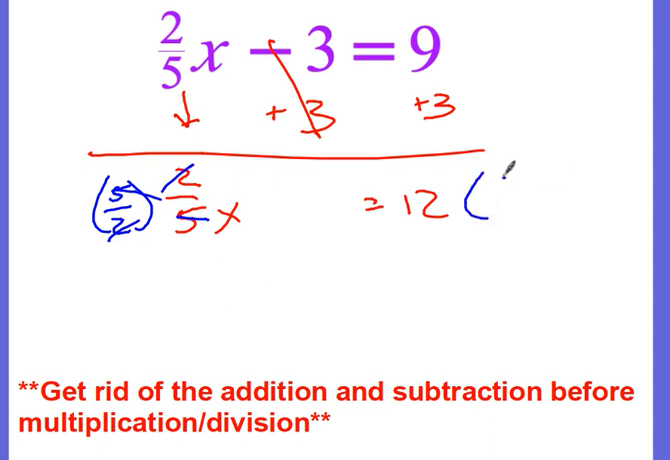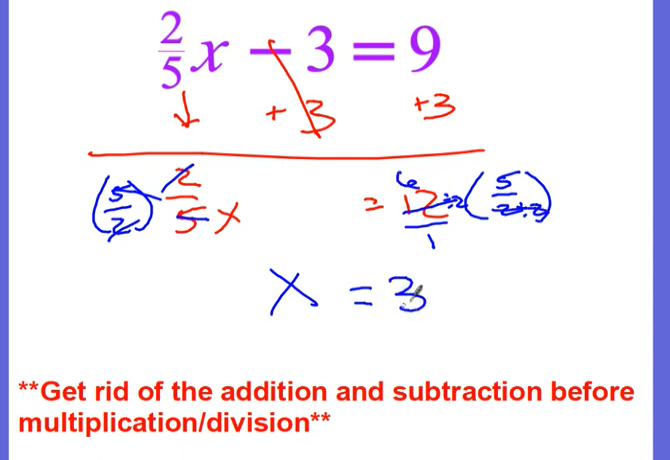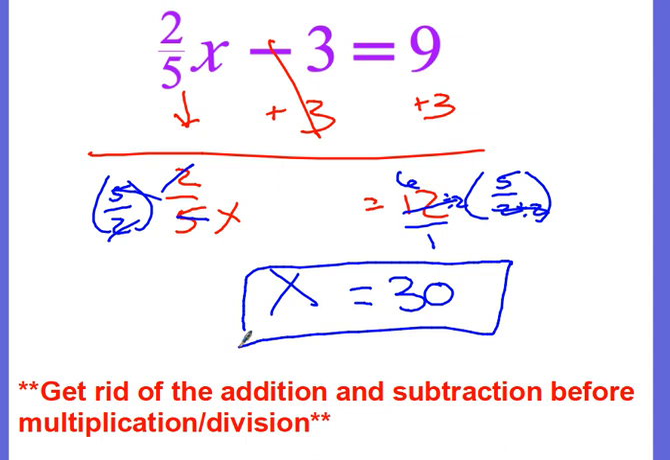But whatever I do on one side, I have to do on the other. So I'm multiplying by 5/2. I'm going to cross simplify because that makes my life a lot easier. I look at this 2 and this 12 here, and these can definitely simplify. I take 2 and 12, and I can divide both by 2. 12 divided by 2 is 6. 2 divided by 2 is 1. 6 times 5 is 30.